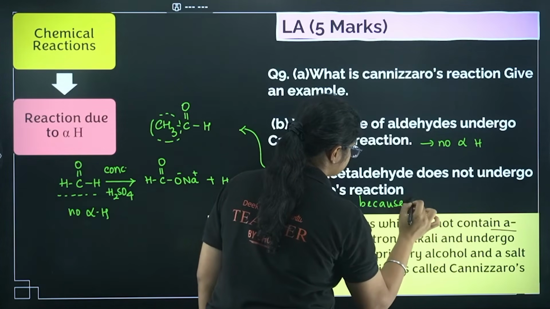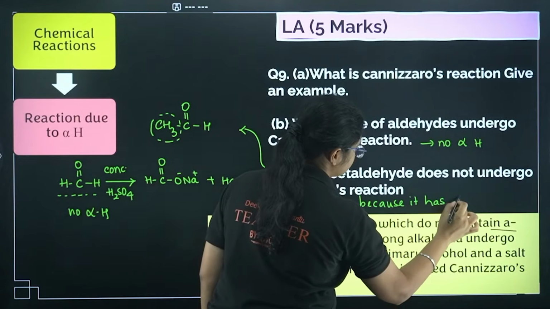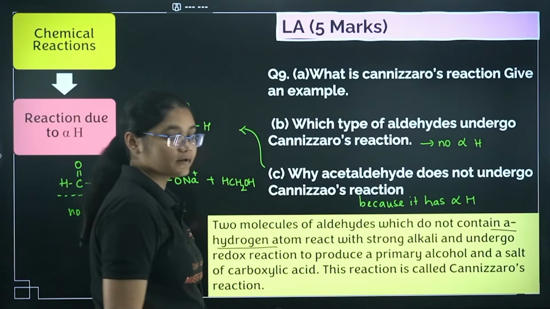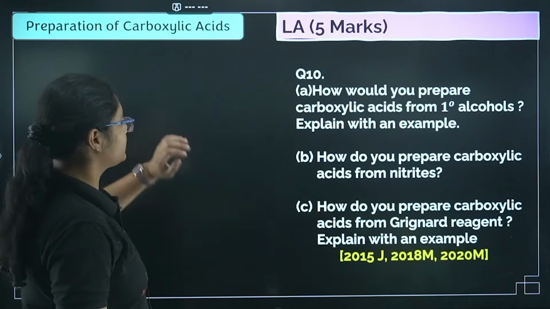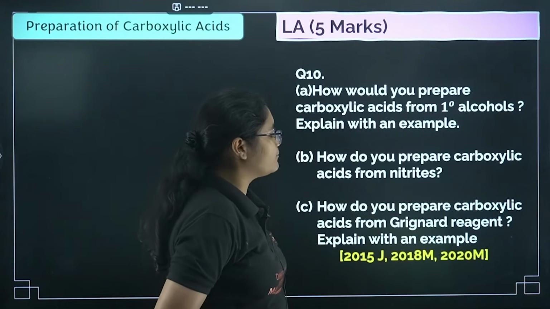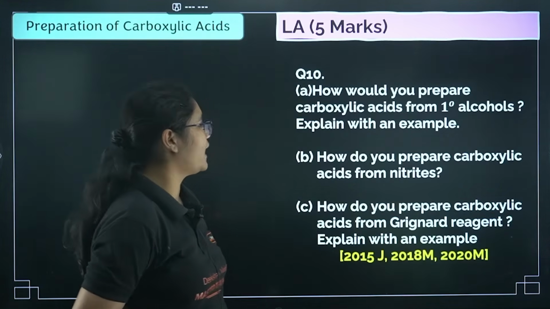So I can write because it has alpha hydrogen. Clear? Okay. Next question, how would you prepare carboxylic acid from primary alcohols?